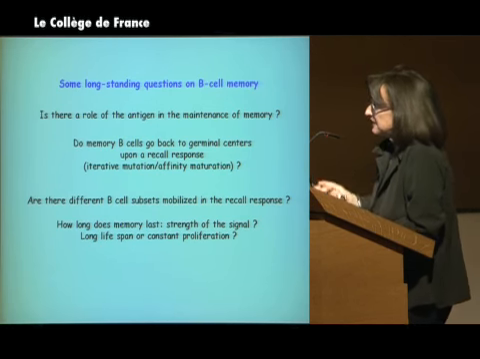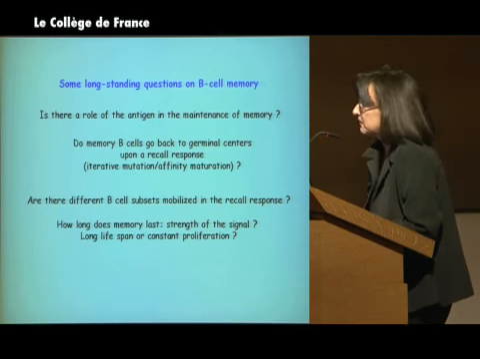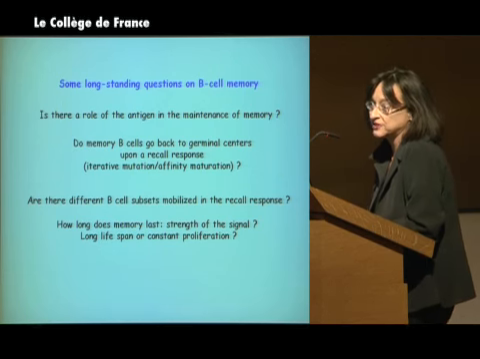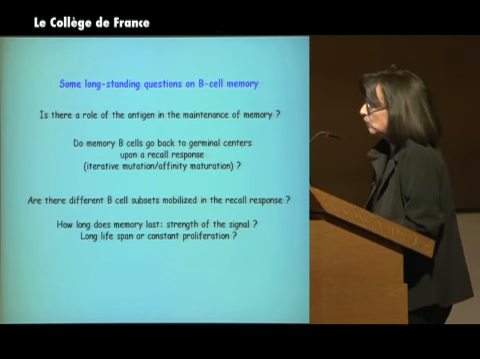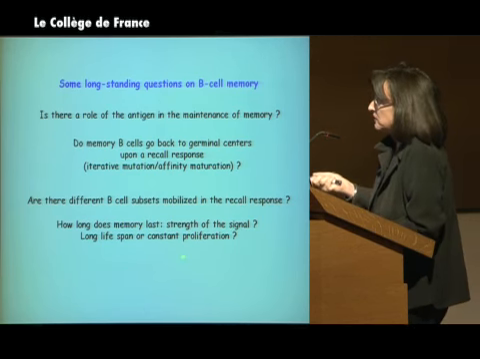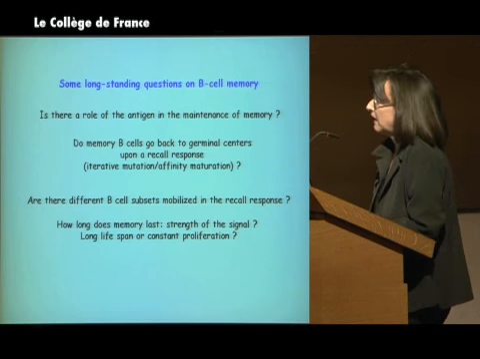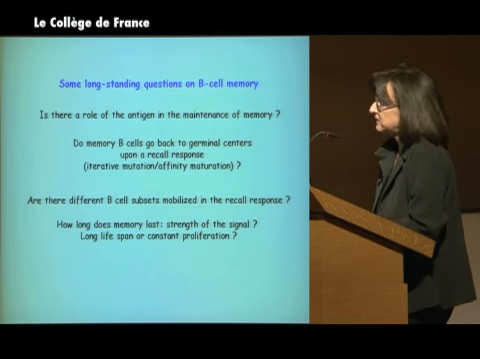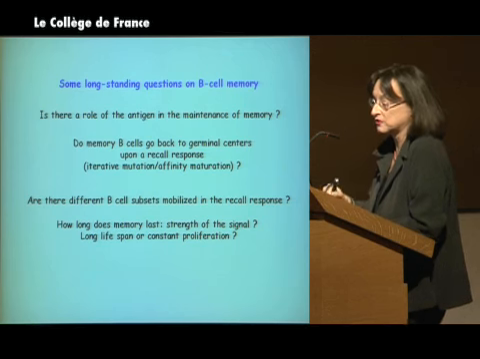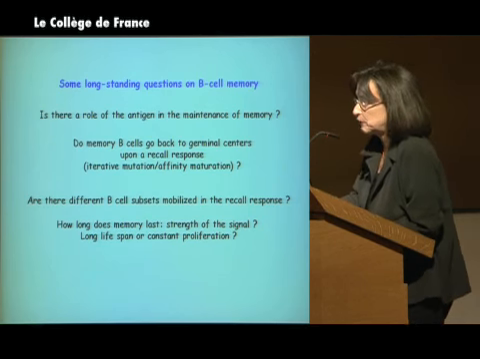Among other questions: do you have other B cell subsets, other than the classical IgG positive B cells, that are mobilized in a recall response? And the last question: how long does memory last? Does it depend on the strength of the initial signal, and is it maintained by constant proliferation or simply by cells that have a very long lifespan?